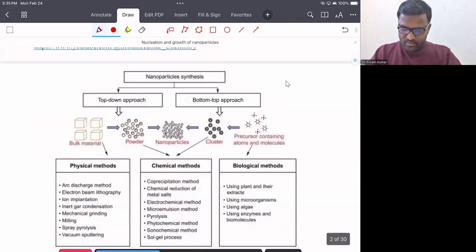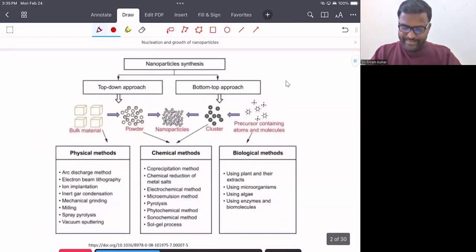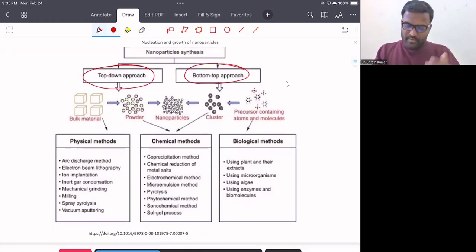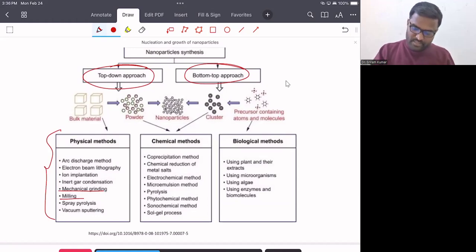In the last class, we discussed nanomaterial synthesis using two different kinds of mechanism: one is the top-down approach and the second is the bottom-up approach. We also discussed the physical methods of nanomaterial synthesis. For example, we studied mechanical screening and the ball milling technique. We discussed PVD and CVD techniques and the sputtering technique in the physical methods of nanomaterial synthesis.